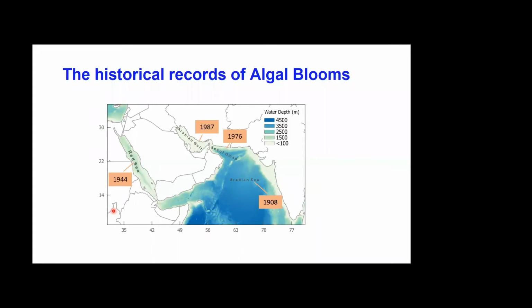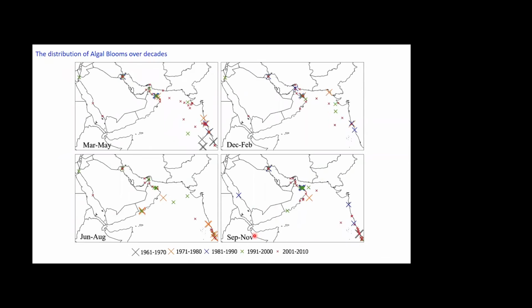So you will see here the differences in the occurrence of the algal bloom. It happened first in the lower latitude, and then it reached the upper latitude in the later decades, I would say. So we have looked at this in more depth to see the distribution of the historical algal blooms over the decades.